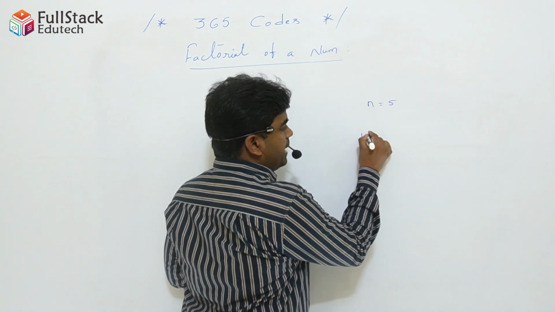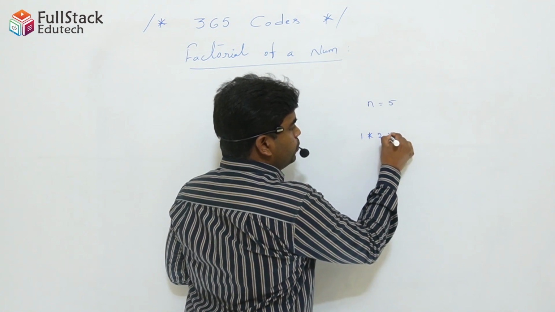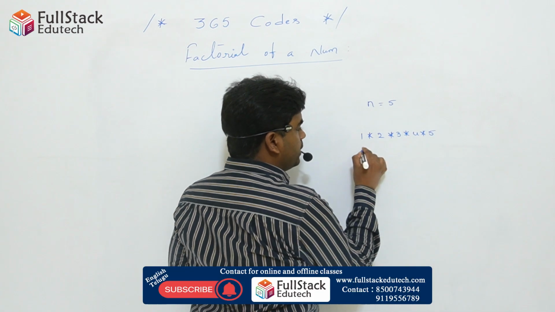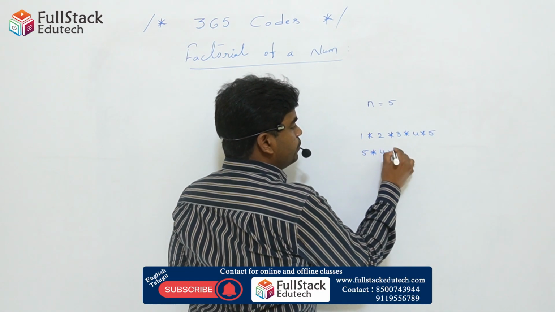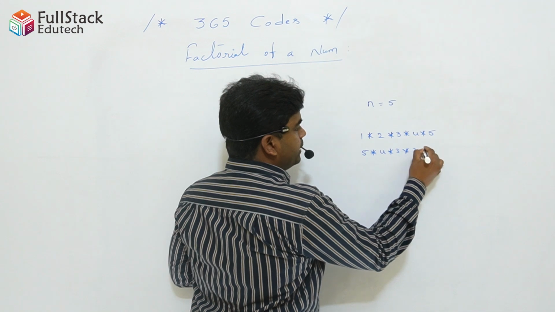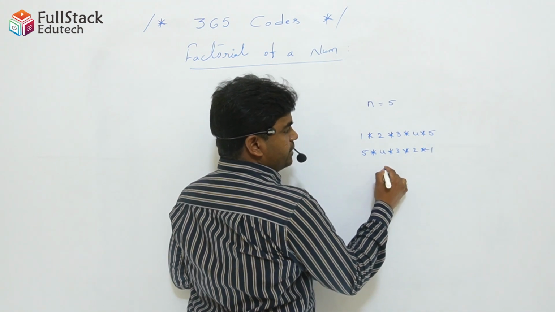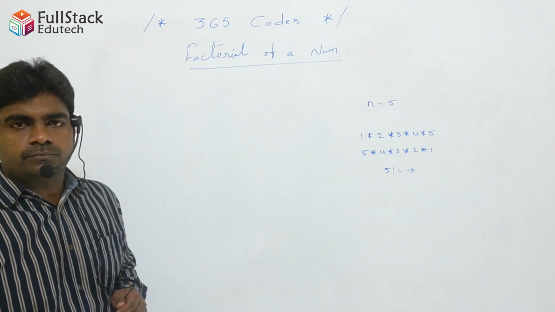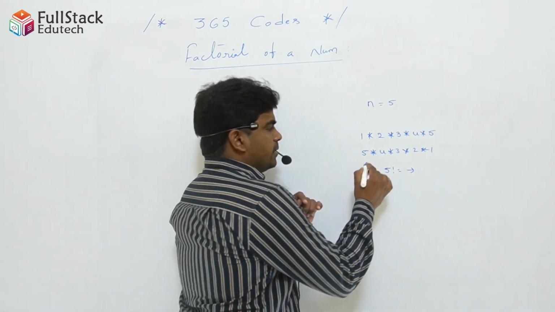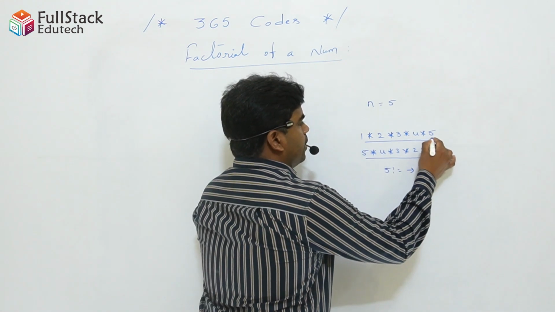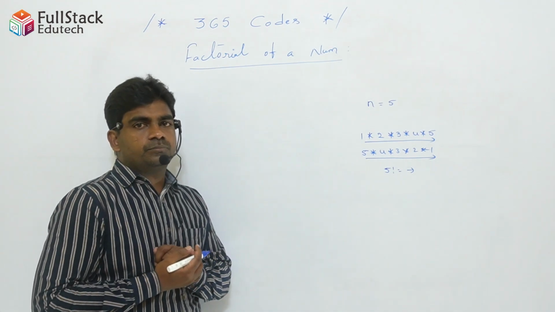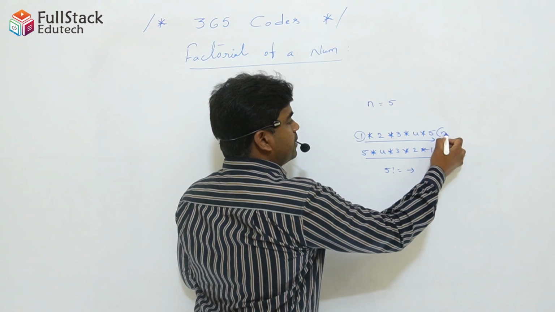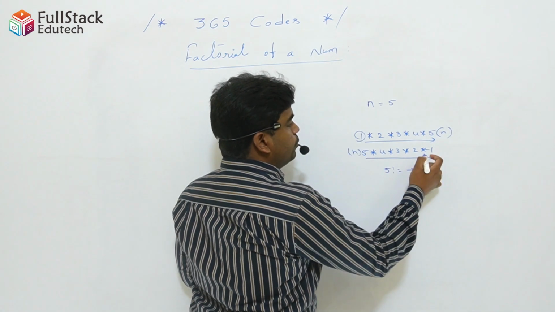Simple. Either we do 1 into 2 into 3 into 4 into 5, or 5 into 4 into 3 into 2 into 1, because we write that 5 factorial is like 5 into 4 into 3 into 2 into 1. But programmatically this will give the same output and this will give the same output. So we have to repeat the loop from 1 to n or n to 1.